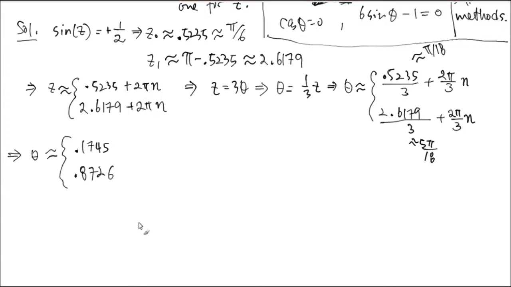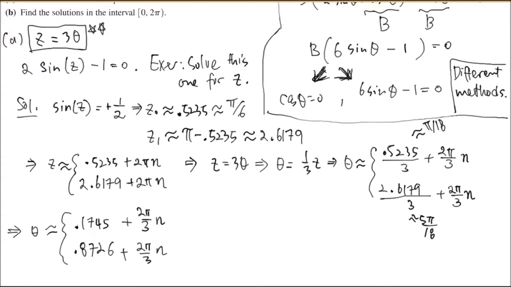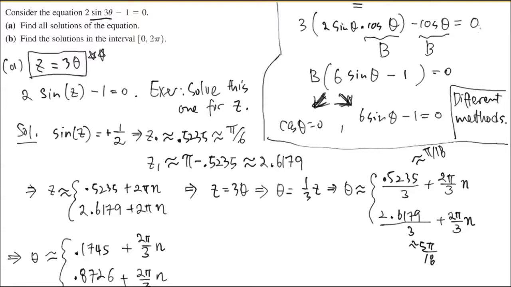So I did the arithmetic. It turns out these are the numbers when you divide by 3. And what happened to the other numbers here? They stay the same. So 2 pi divided by 3 times n, and the 2 pi divided by 3 times n. All right? So let me go back to the equation. Where is our equation? Equation is there.